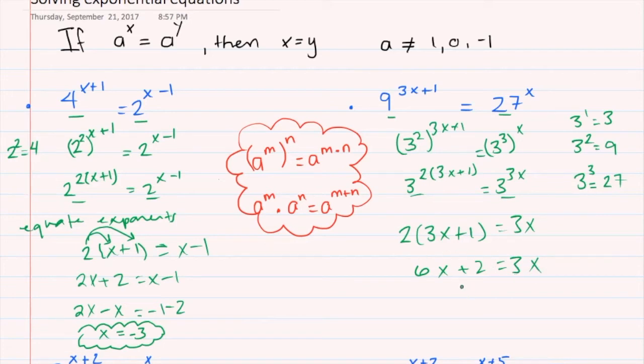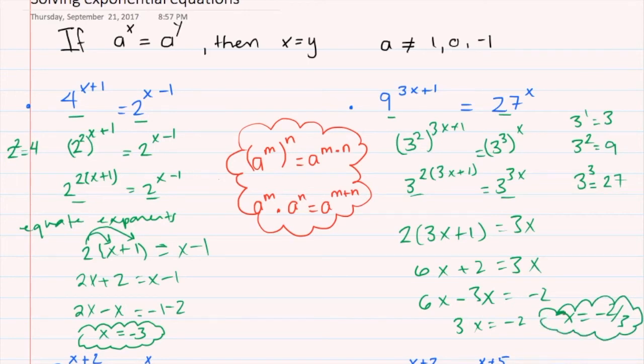We're going to bring the 3x over to the other side, so 6x minus 3x is equal to -2. 3x is equal to -2, and we divide both sides by 3. x is equal to -2 over 3, and this is the solution to our exponential equation.